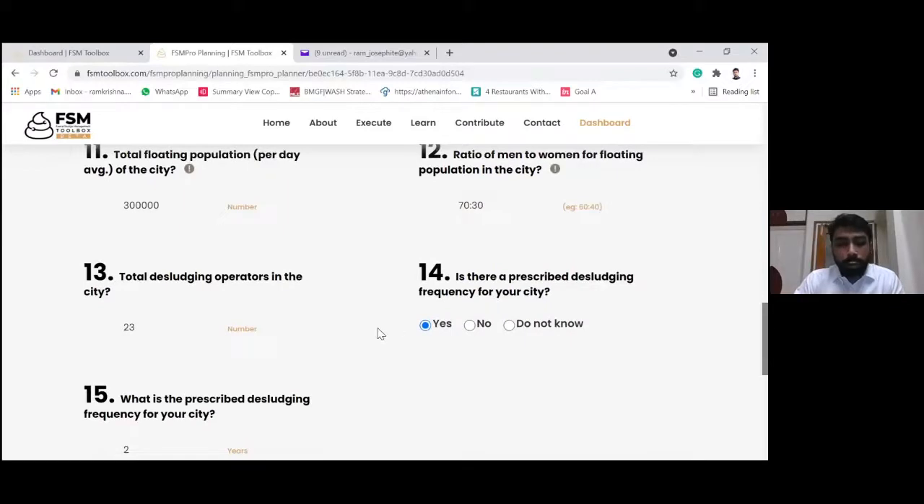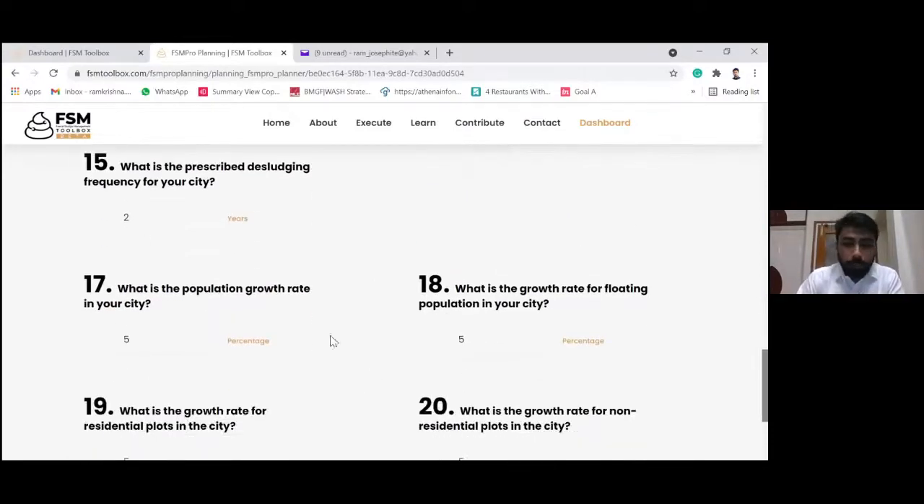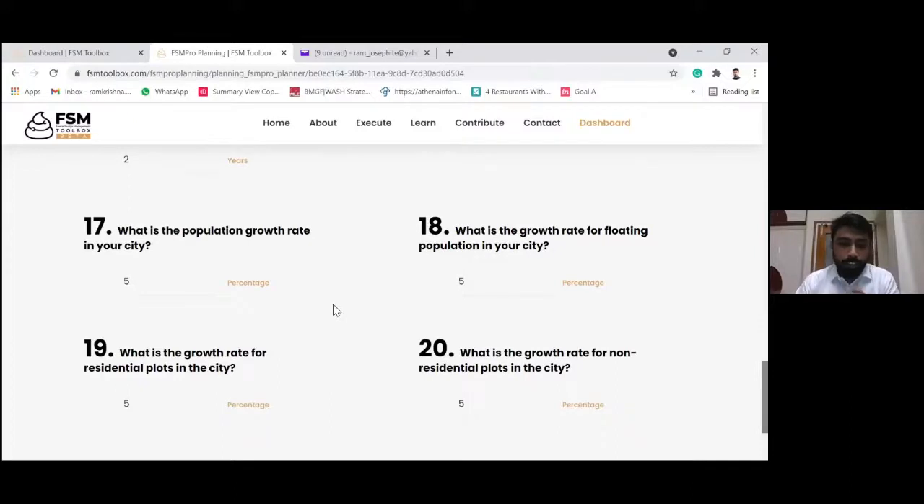For example, you can choose the desludging frequency that you want to plan for in your city, under the fecal sludge management interventions. Do you have any prescribed desludging frequency? Yes, no, or do not know. If it's a yes, then it will give you the option to enter the desludging frequency. For us, the CPHEEO guidelines say that it should be 3 years. These are just dummy numbers that have been entered over here, but you can choose whatever the number is for your context.